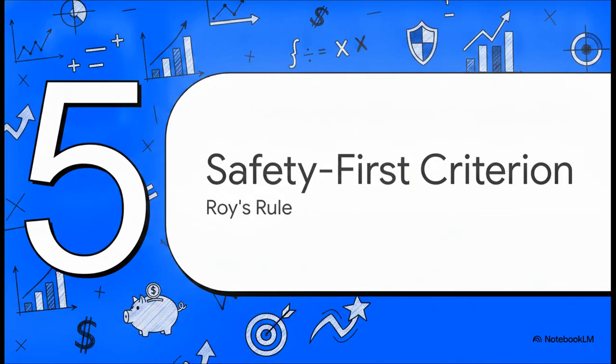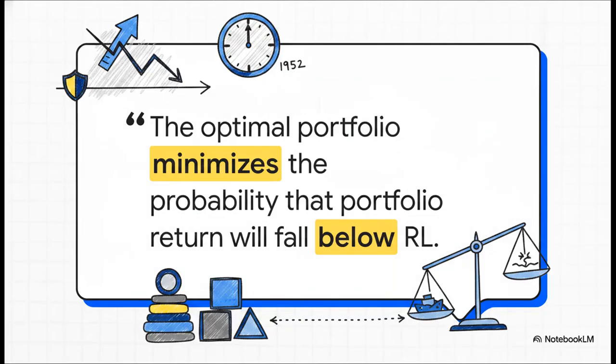Which perfectly sets up our final topic, Section 5, Roy's Safety First criterion. Way back in 1952, A.D. Roy formalized a brilliant solution to this exact problem. Roy's safety-first criterion explicitly tells us that the best portfolio isn't necessarily the one dangling the highest expected return. Nope. The optimal portfolio is the one that minimizes the probability of falling below your survival threshold. It's the portfolio that keeps you the furthest away from financial disaster.